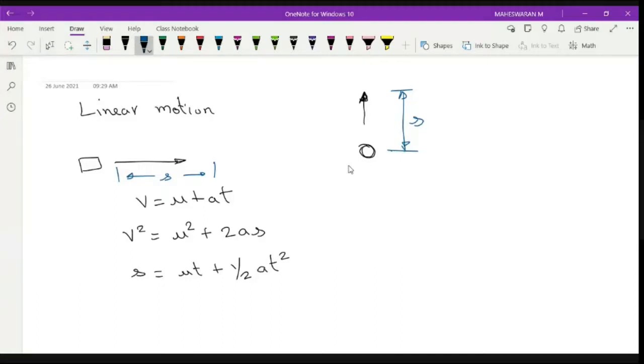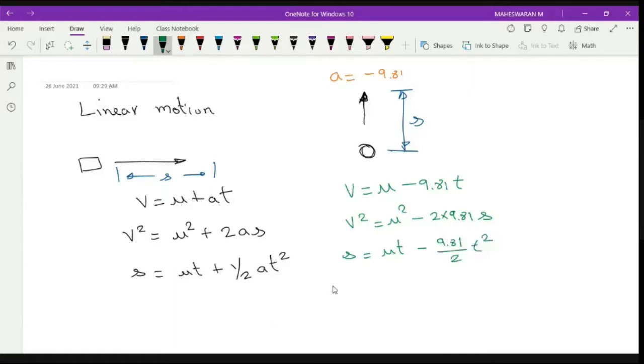But what happens here is your ball is moving upward, against the gravity. Which means my acceleration here is minus 9.81, the acceleration due to gravity. So my formula will change accordingly. It will be v is equal to u minus 9.81t, and v square is equal to u square minus 2 into 9.81 into s. They will call it H here, but I'm calling it s itself, so don't get confused. Similarly, s is equal to ut minus 9.81 divided by 2 t square. This is my set of formulas, applicable when you're throwing an object upward.